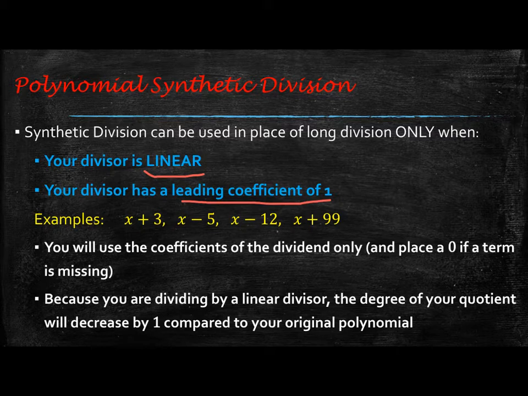So linear just means it has x with a power of 1, and then the leading coefficient, of course, is the coefficient that's in front of x. The coefficient in front of x has to be 1. You will use the coefficients of the dividend only, and you need to place a 0 if a term is missing. Because you are dividing by a linear divisor, the degree of your quotient will decrease by 1 compared to your original polynomial. So that sounds a little confusing, like what is she talking about with dividend and quotient and all of that, but you're going to catch on to this really easily, and you're going to love using it, and you're going to hope to use it in place of long division probably.